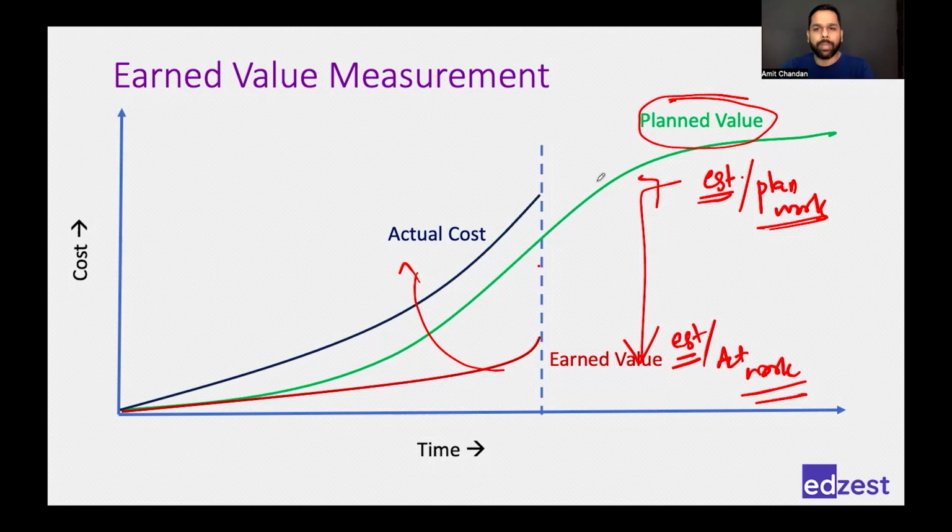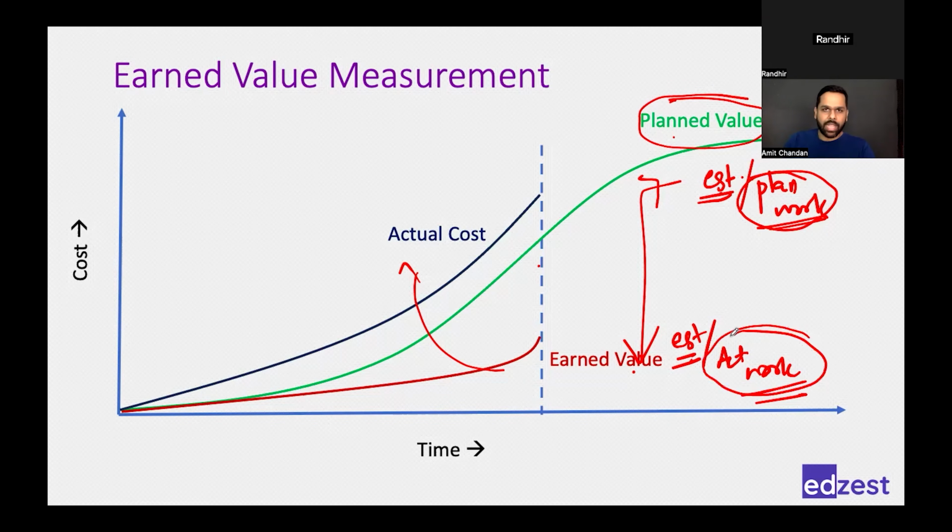So now when you can compare the planned value and earned value, you are comparing the estimate of the planned work versus the estimate of actual work. Naturally, I'm comparing the work, so I'll come to know about my schedule performance as well. If the value of my planned work is more compared to the value of my actual work, definitely I'm doing less work. And that's why I'm behind schedule.